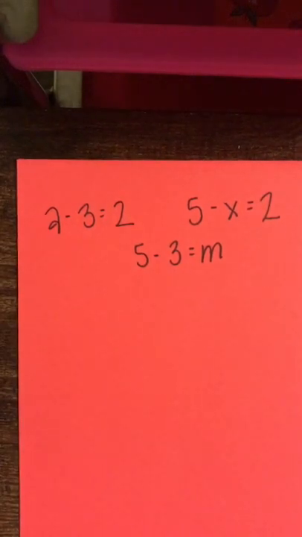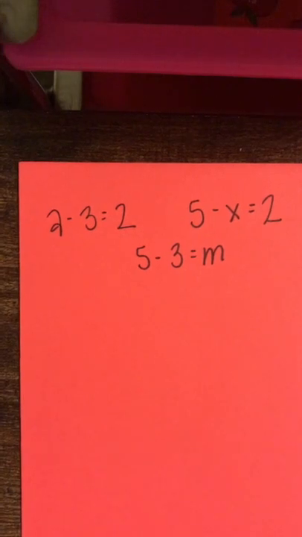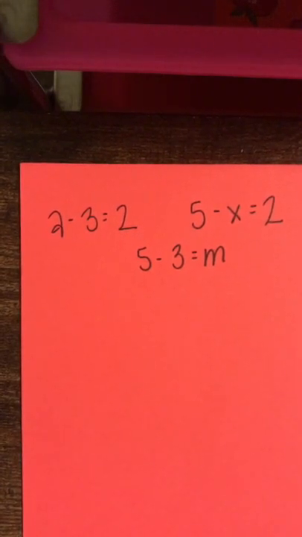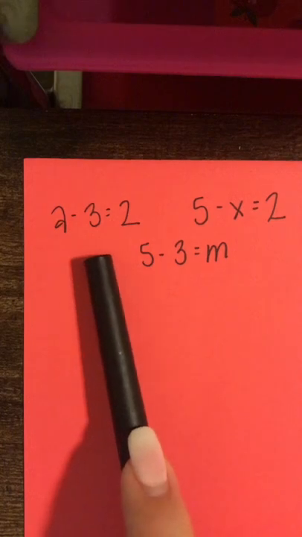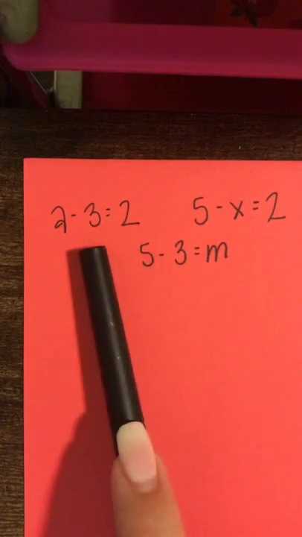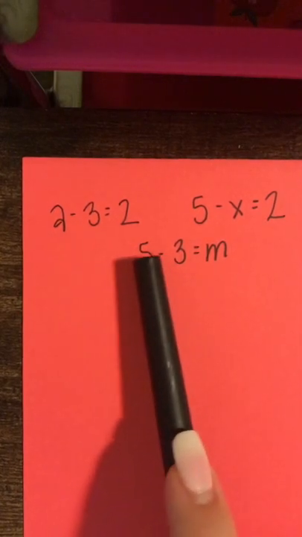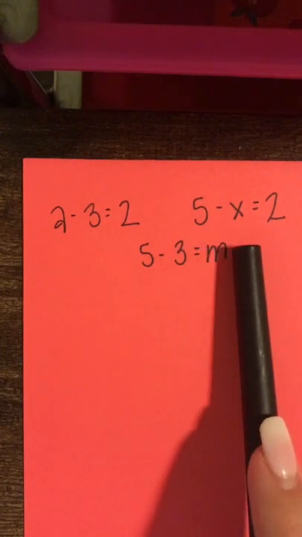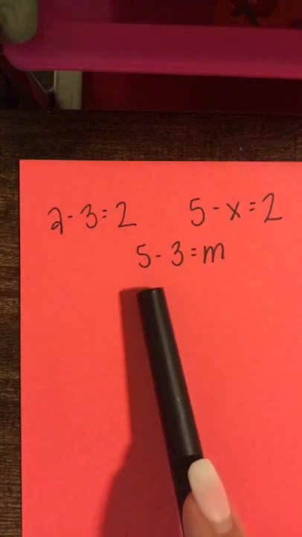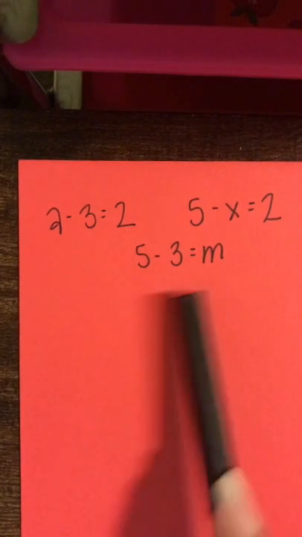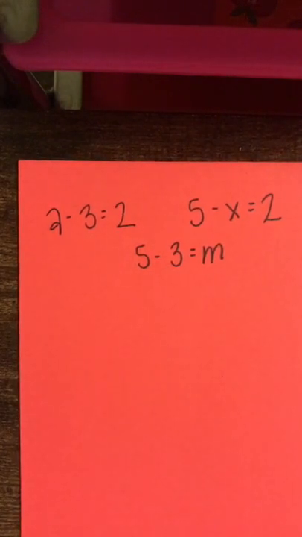So now we will move on to the subtraction equations. If one of the three numbers is unknown, you can find the unknown number, just like we did previously with the addition equations. So you might have, for example, a minus 3 equals 2. So this is when we have an unknown minuend. You might have 5 minus x equals 2 when we have an unknown subtrahend, or you might have 5 minus 3 equals m when we have an unknown difference.